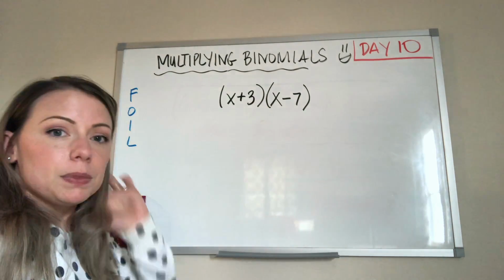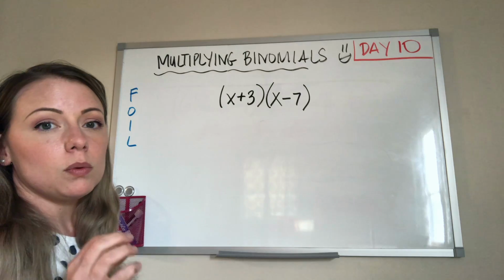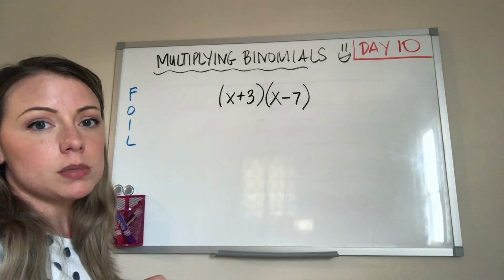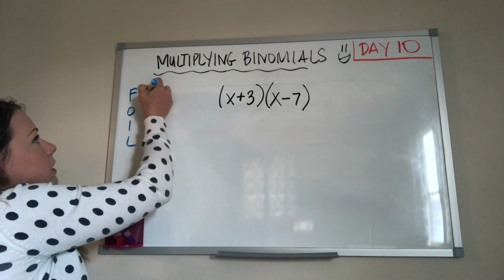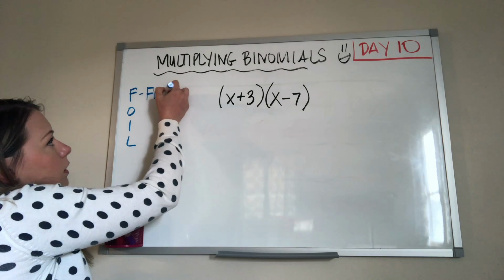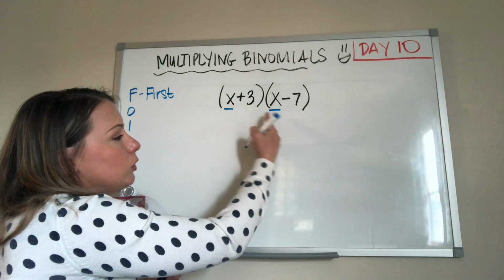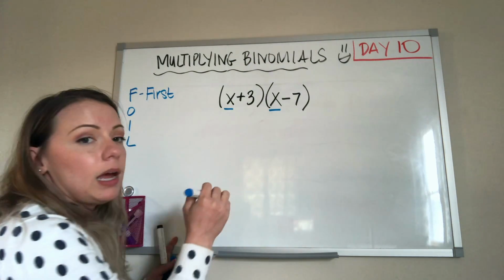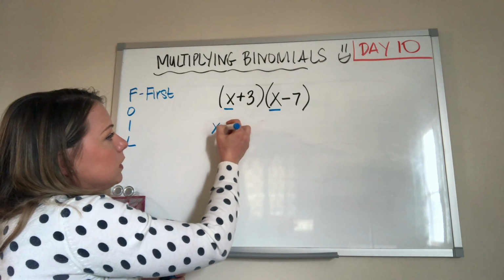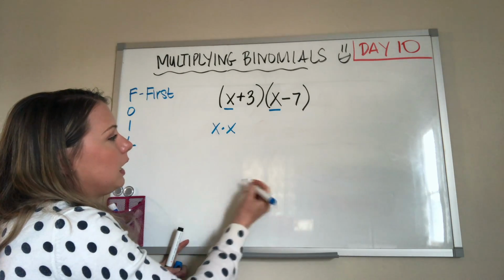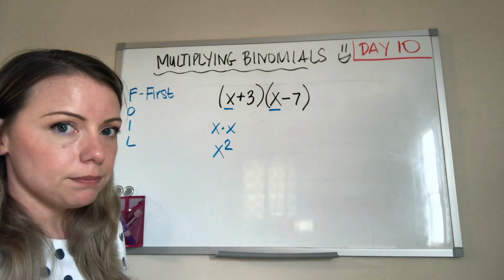All right, so my foiling method, again, each term stands for which set of terms I'm going to multiply together at that time. So the F says, let's take the first 2 terms, the first term in my first binomial, the first term in my second binomial, and we're going to multiply those together. All right, so I would have x times x, and we would get x squared. All right, so far so good.